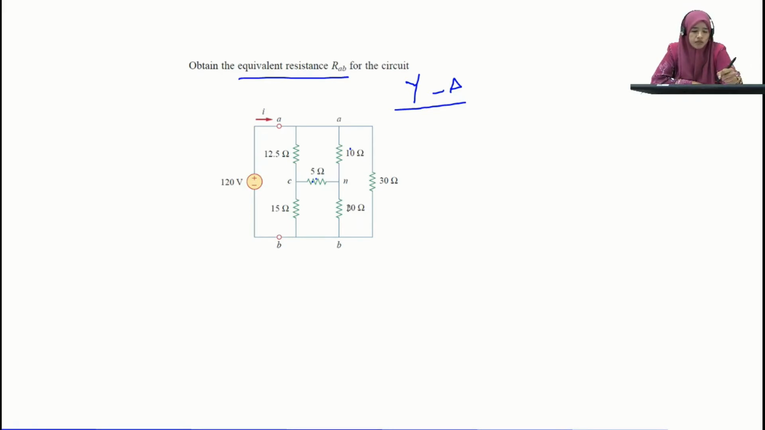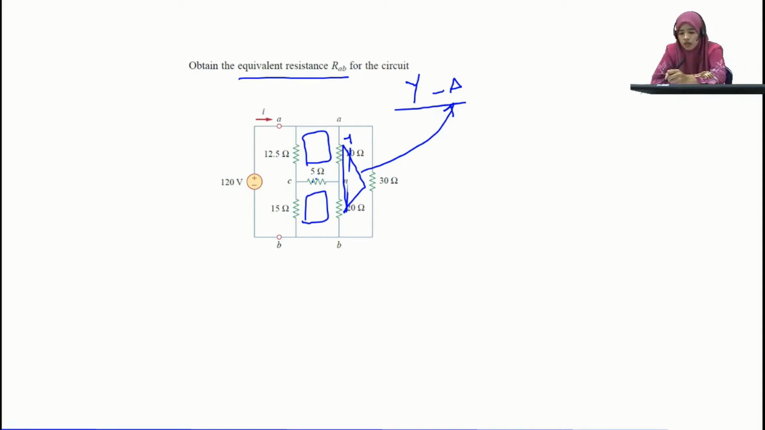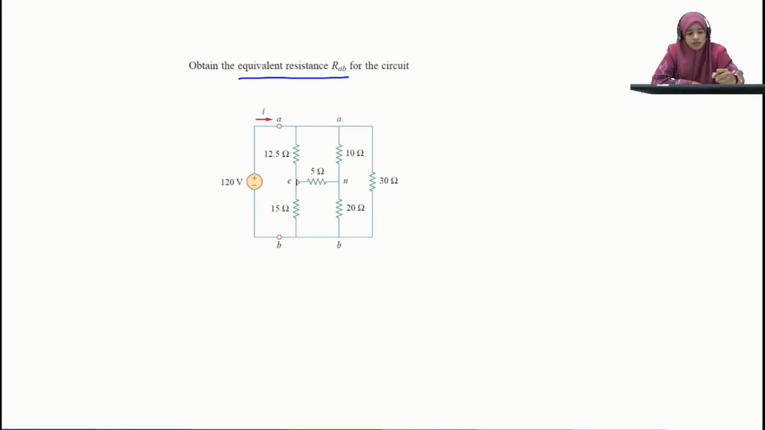As we can see from here, these three resistors are a delta connection, as well as these three resistors in delta connection, and here as well we have a delta connection. So we have 1, 2, 3. It might look difficult for you, but once you understand the concept, you can simply answer without any hesitation. So let's start with the Y connection.